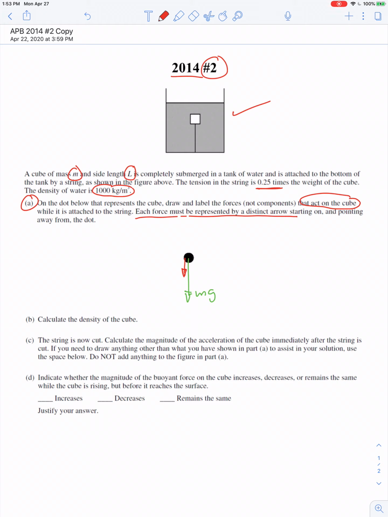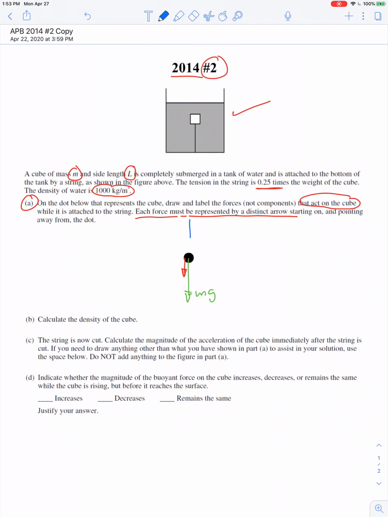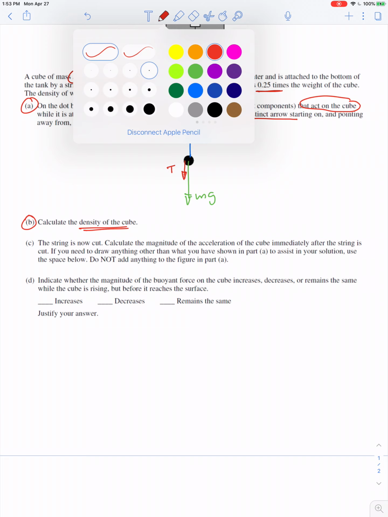Okay, so this doesn't represent equilibrium. There's got to be another force. And of course, the other force that balances everything out is the buoyant force. So there you have it: buoyant force, tension, and gravity. And from this, we need to calculate the density of the cube. So let's see if we can express equilibrium.